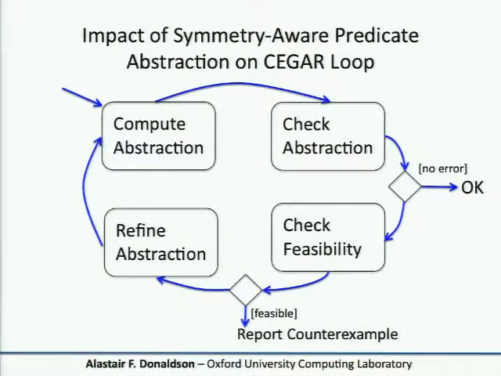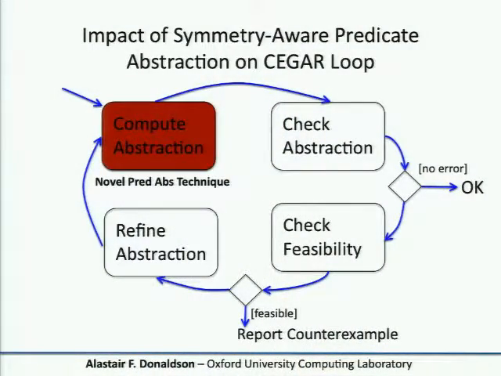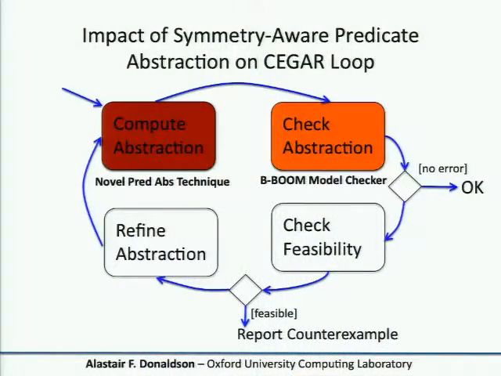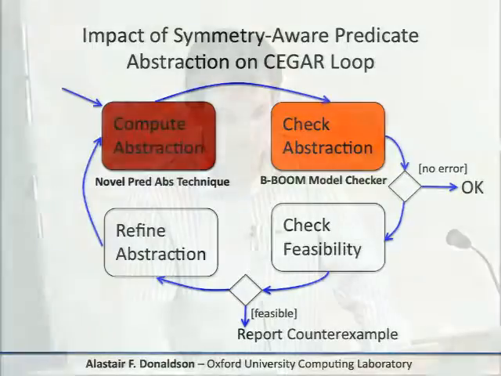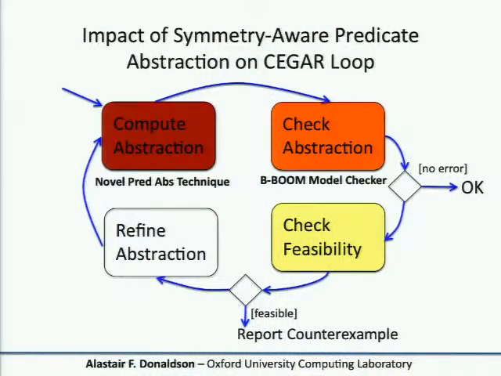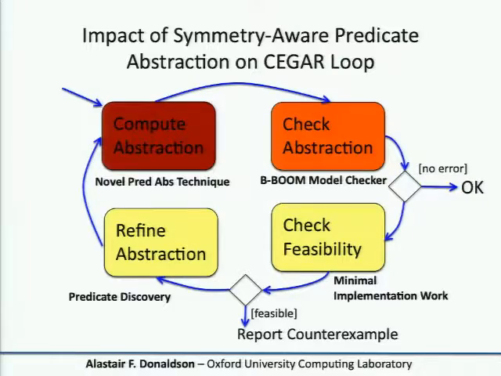So before I tell you about our approach, I just want to give you an indication of how much we had to change the SIGAR loop to make this work. Almost everything I'm going to tell you is related to computing the abstraction. We have a novel technique to do predicate abstraction at the template level. Then we had to adapt our Boom model checker quite significantly into what we call B-Boom, because it needs to perform broadcasts, as we'll see in what follows. I'm not going to tell you about the details of how we adapted B-Boom, but this was a significant piece of work. Checking feasibility of counterexamples required almost no modification. And at the moment, our tool only refines the abstraction by adding predicates. So this is also very straightforward.